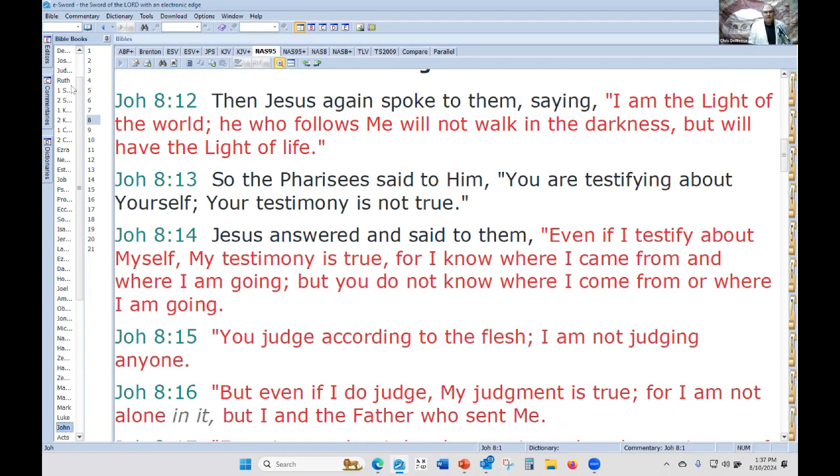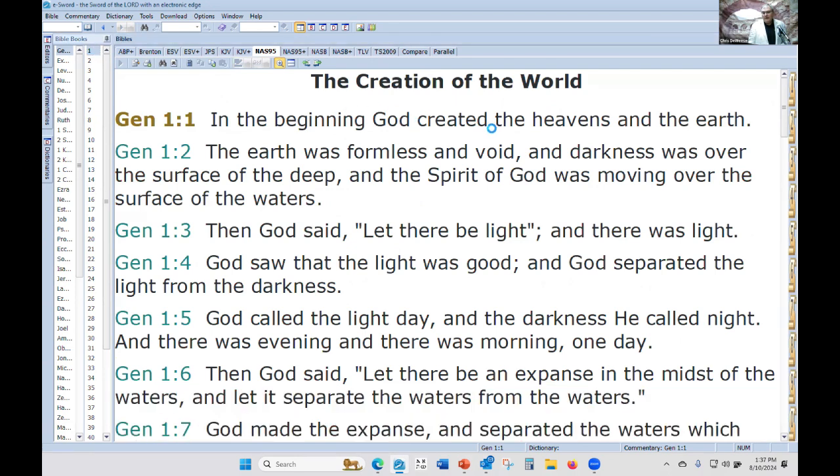Because in Genesis 1, what do we say, right? Bereshit Elohim et hashamayim v'et ha'aretz. In the beginning, Elohim created the heavens and the earth. The earth was formless and void, and darkness was over the surface of the deep, and the spirit of Elohim was moving over the waters. Then Elohim said, let there be light, and there was light. The light of the world at creation, let there be light, and that's him, right? Because there's no sun, there's no moon, there's no stars, there's nothing, and then there's light. And here he is saying, I'm the light of the world.